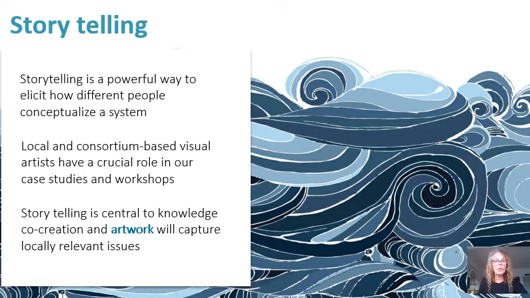Importantly, we're also using storytelling. Storytelling is a powerful way to elicit how different people conceptualize a system. So local and consortium-based visual artists have a crucial role in our case studies and workshops. And the storytelling is central to knowledge co-creation, and our work will capture the locally relevant issues.